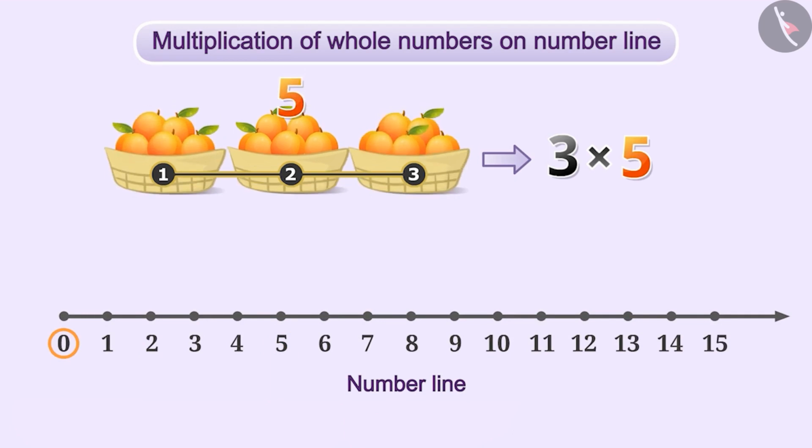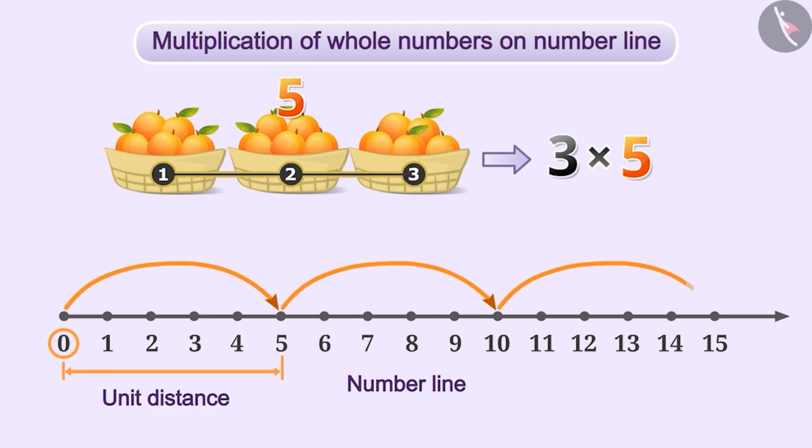Since 5 fruits have been repeated 3 times, starting from 0, we move 5 units at a time from 0 to 5, 5 to 10 and 10 to 15. To represent the steps, we will use arrows pointing towards the right direction. The last arrow points to 15. Therefore, this is the product of the two numbers, that is, 3 multiplied by 5 is equal to 15.